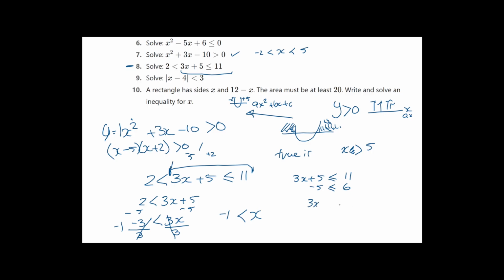So 3x must be less than or equal to 6, and we'd divide both sides by 3. Again, we're not dividing by a negative number, so there you go. x must be less than or equal to 2. So our final answer is that. In order for this to be true, x must be some number strictly greater than -1 and equal to or less than +2.